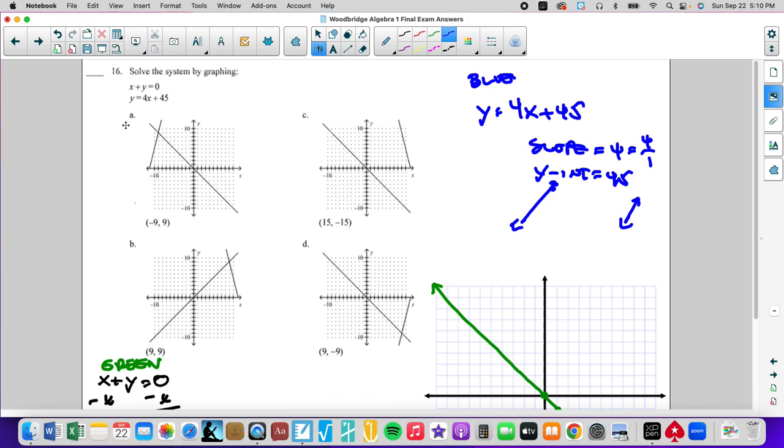Which one does that look like? It could be A, could be C, can't be B because my green line doesn't have that. Could be D. Now, this is never going to hit. This has a negative intercept. This could be, but this has a negative slope. And this could be positive 45, and it has a positive slope. So I'm going to say A.